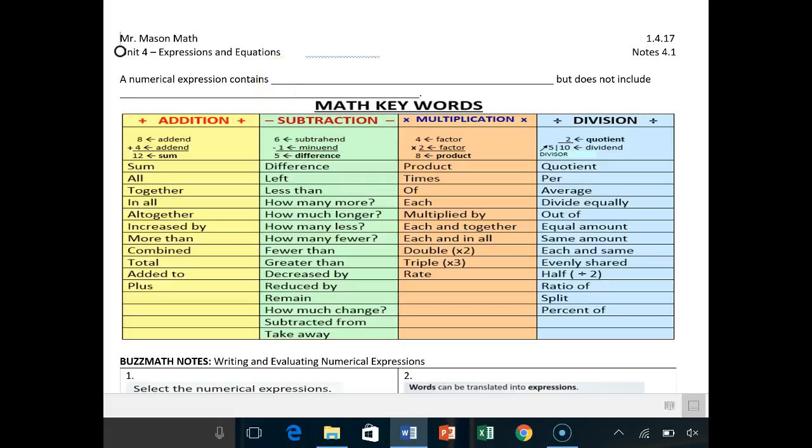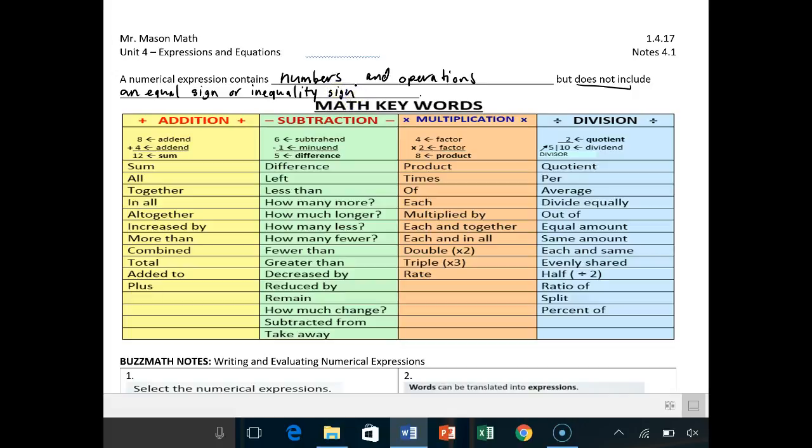and operation symbols. So numbers and operations, but it does not include an equal sign or an inequality sign. And we'll get to exactly what that means in just a bit.